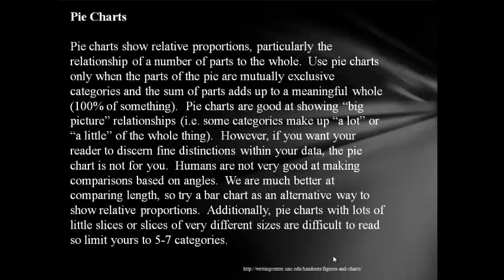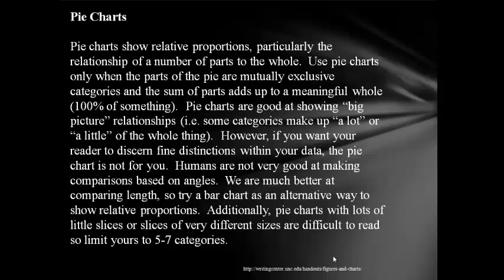Pie charts. Pie charts are used to show relative proportions, specifically the relationship of a number of parts to the whole. Use pie charts only when the parts of the pie are mutually exclusive categories and the sum of parts adds up to a meaningful whole, 100% of something.